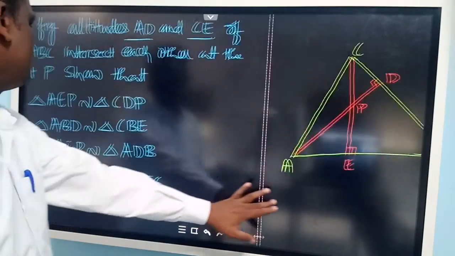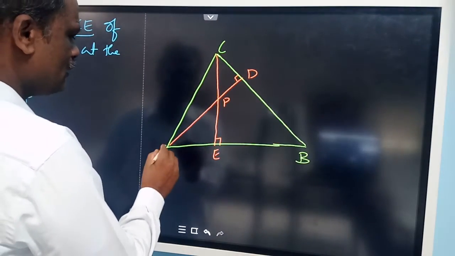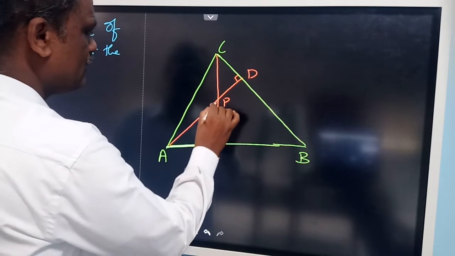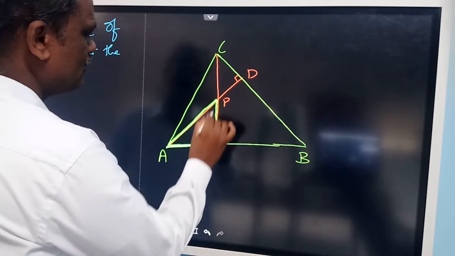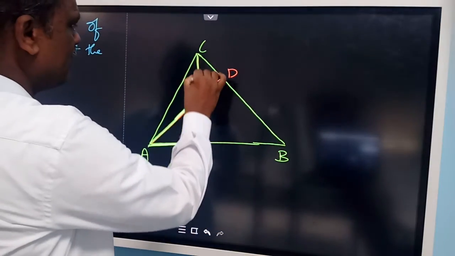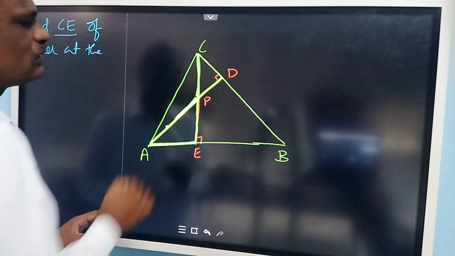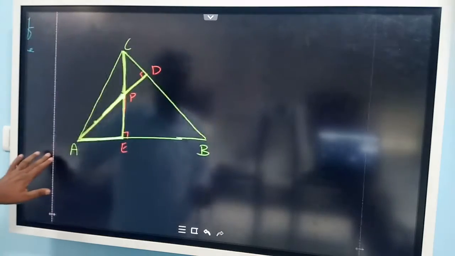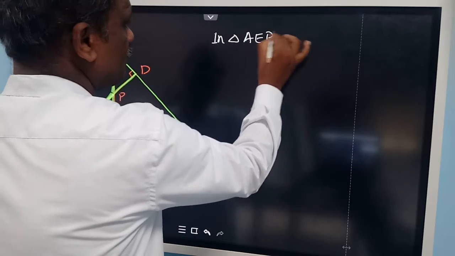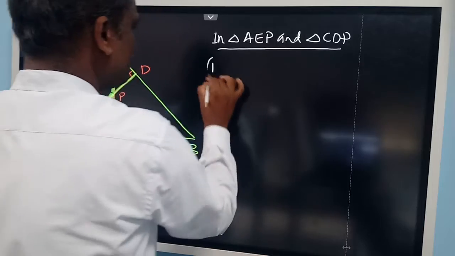Now you have to show the first one: triangle AEP is similar to triangle CDP. Let us select the triangle. Look at this triangle AEP, and this triangle CDP. You have to show these two triangles are similar. So let us take triangle AEP and triangle CDP, and show that.